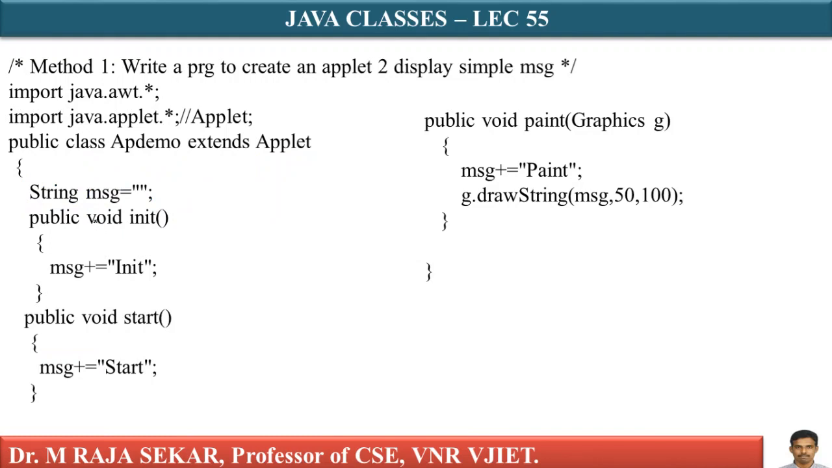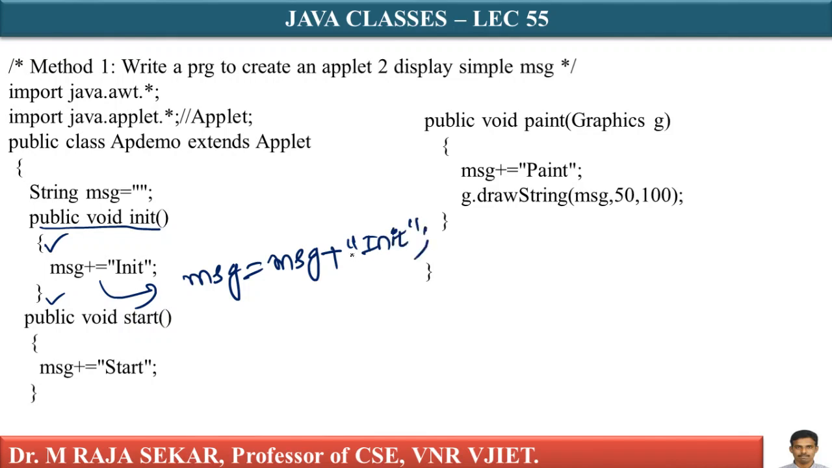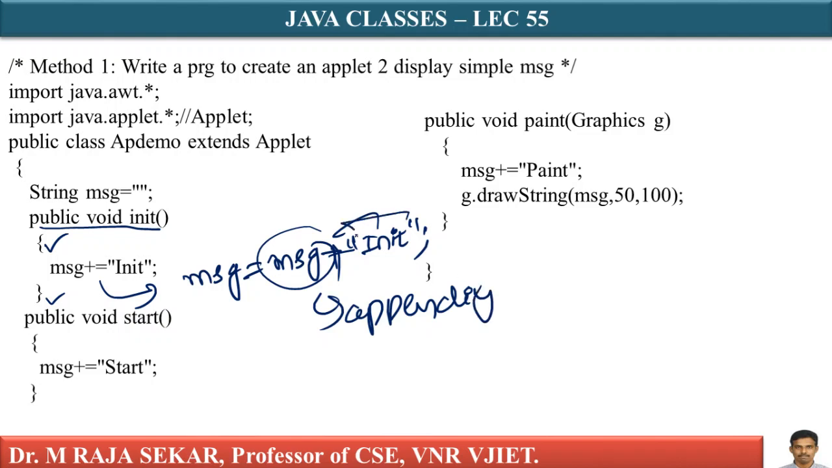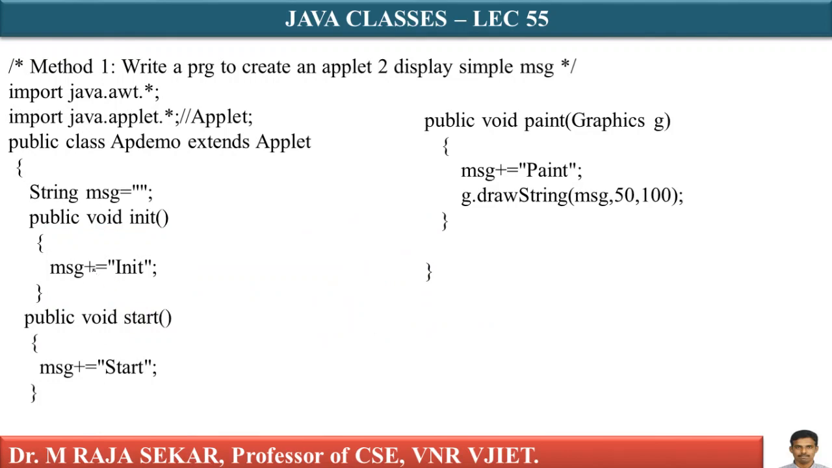What is my first method in the applet life cycle? Just try to recall my previous lecture, that is the init method. Public void init. In this, what am I doing? Just observe carefully. msg equal to msg plus init. Means for the message you are appending. Plus here means you are appending. Which one are you appending? You are appending the init string to the message. Once your control is here, msg equals msg plus init.